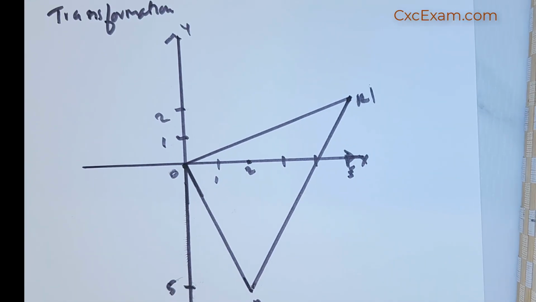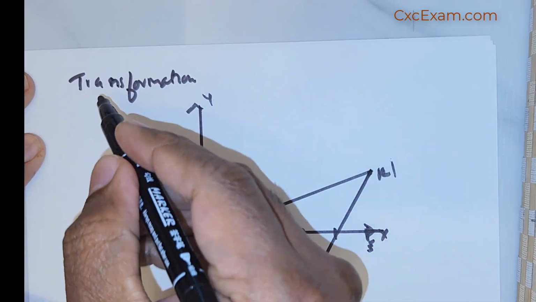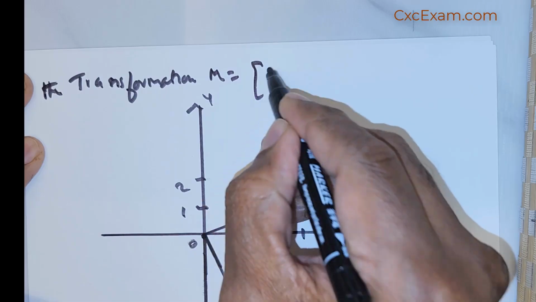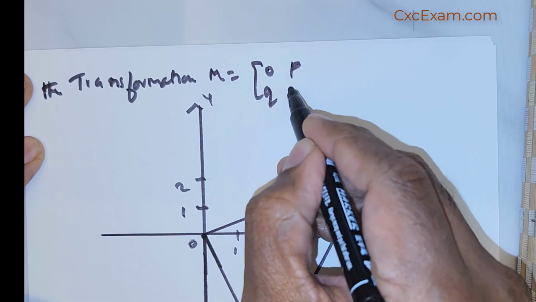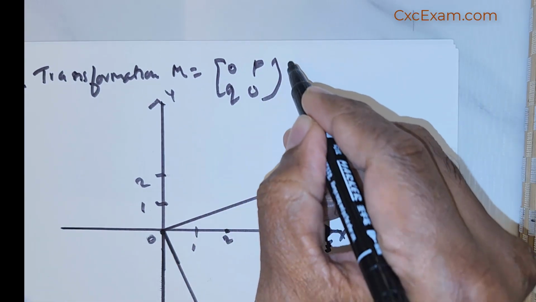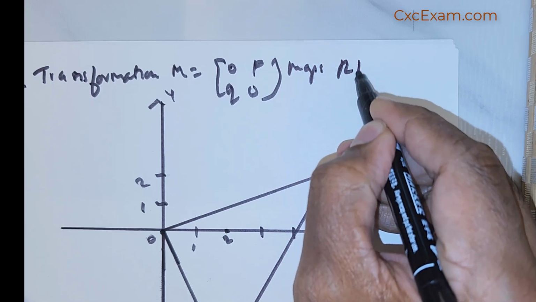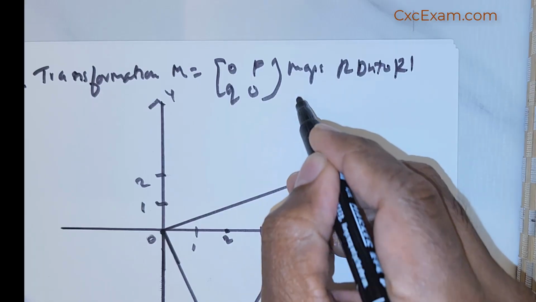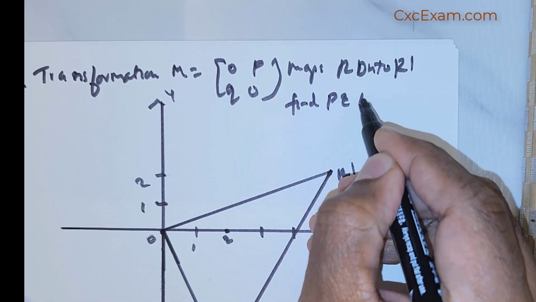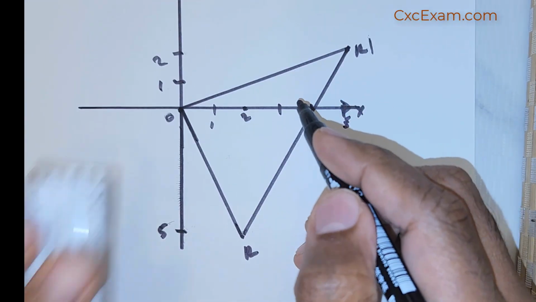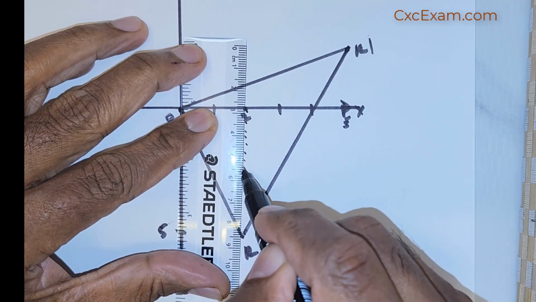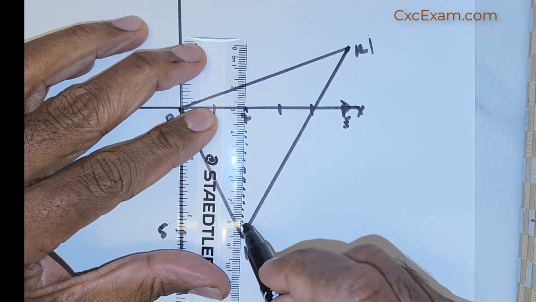Alright, so let me read the question. It says that the transformation matrix 0 p, q 0 maps R onto R dash. We are asked to find P and Q. Now you see this point, this is the point R.